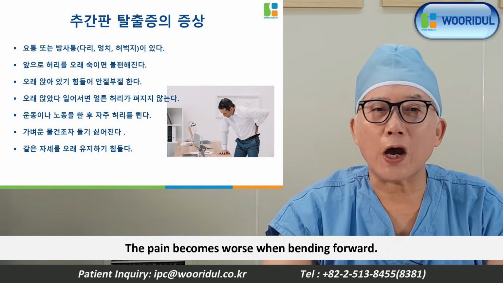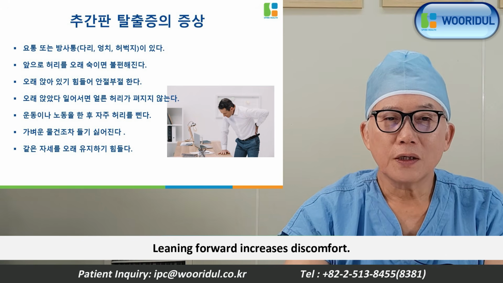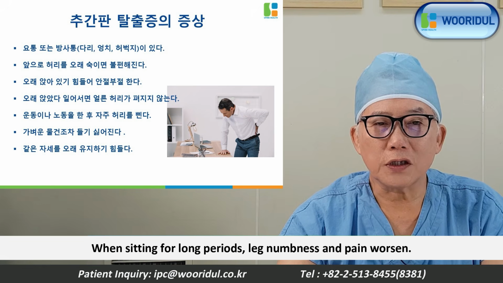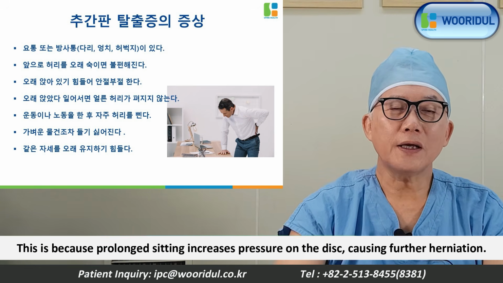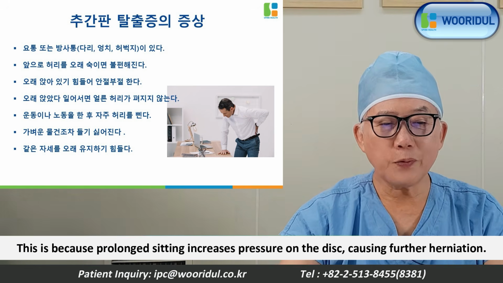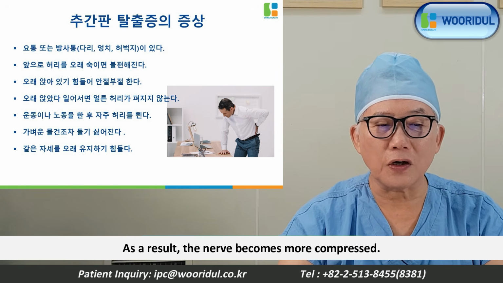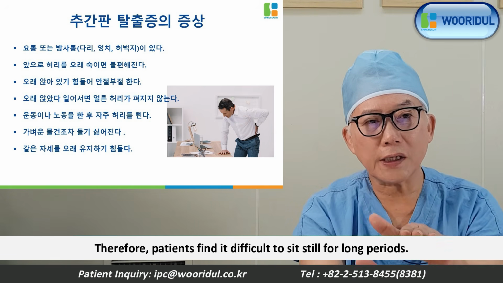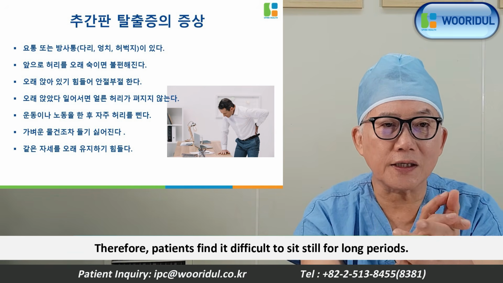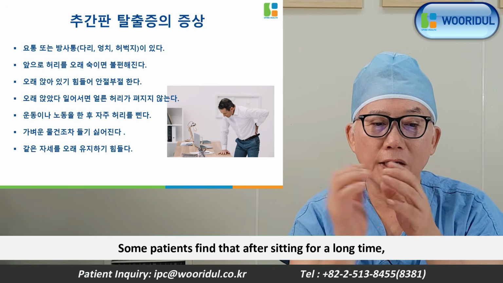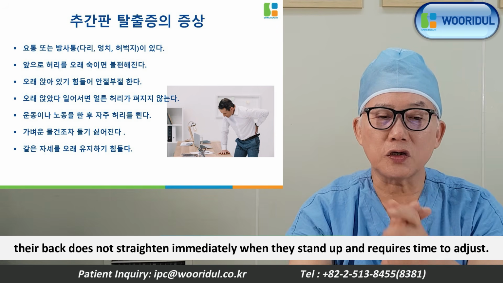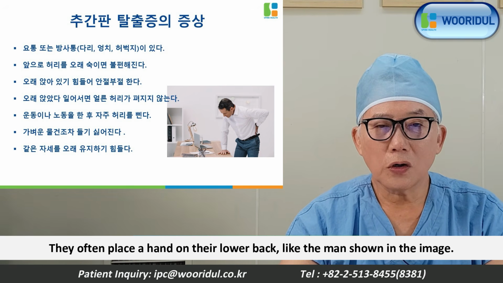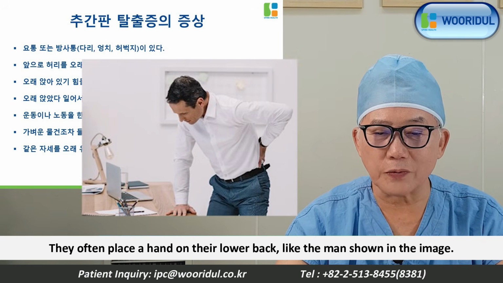The pain becomes worse when bending forward. Leaning forward increases discomfort. When sitting for long periods, leg numbness and pain worsen. This is because prolonged sitting increases pressure on the disc, causing further herniation. As a result, the nerve becomes more compressed. Therefore, patients find it difficult to sit still for long periods. Some patients find that after sitting for a long time, their back does not straighten immediately when they stand up and requires time to adjust. They often place a hand on their lower back, like the man shown in the image.